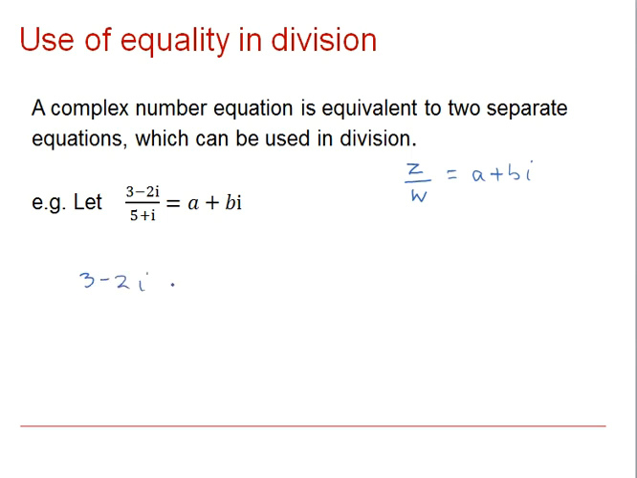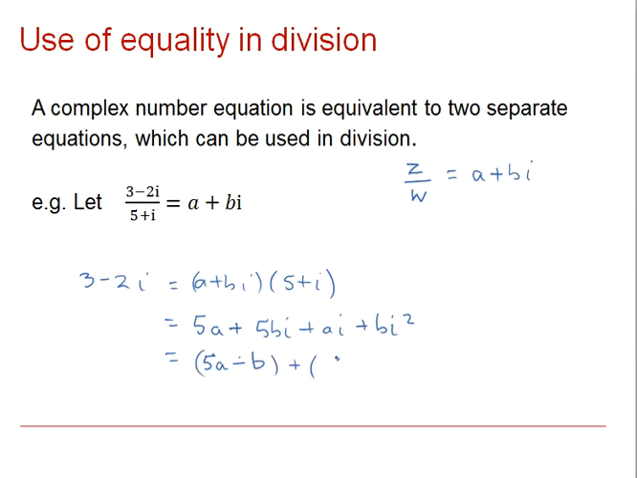So here we have that 3 minus 2i equals a plus bi multiplied by 5 plus i, which would give us 5a plus 5bi plus ai plus bi squared, and again I'll keep the i squared in for the moment. Gathering the real terms, that would give us 5a minus b for the real part, and then a plus 5b for the imaginary part.